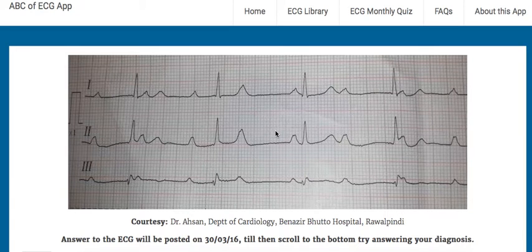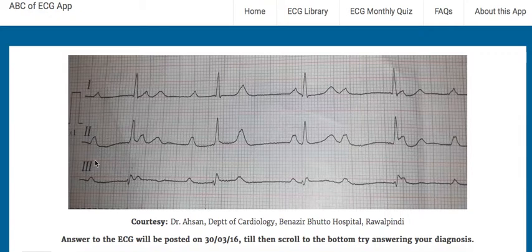This video has been made to explain the details about ECG 62, which has been posted on our app. I have seen in the comment section that most of you have commented as third degree AV block and a few of you have commented as second degree AV block, and I see that there's a lot of confusion in diagnosing this ECG. First of all, I would like to thank Dr. Ehsan for sending us such a good ECG, and let's get back to what the diagnosis of this ECG could be.